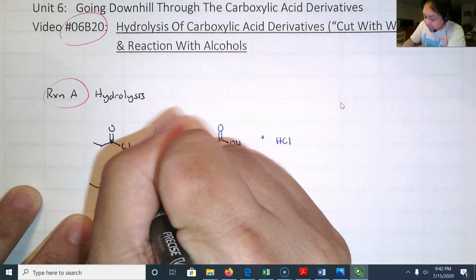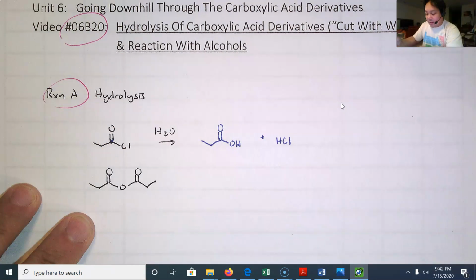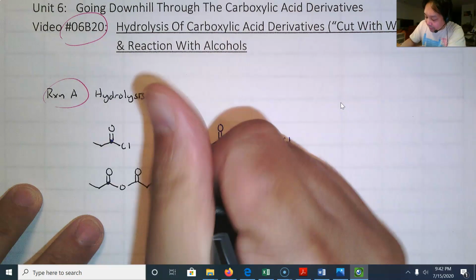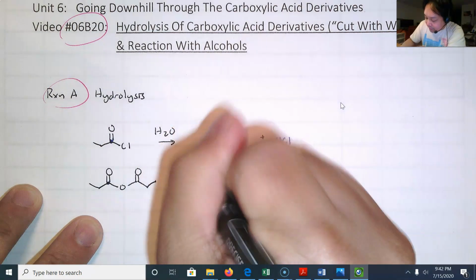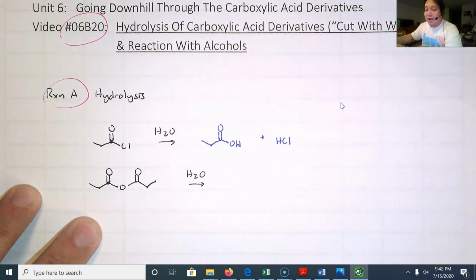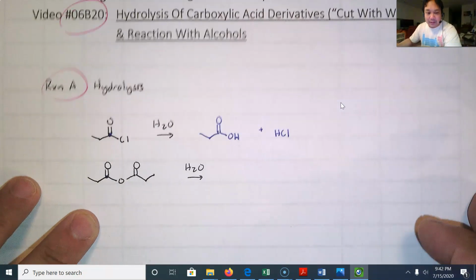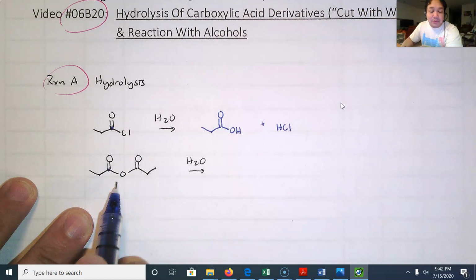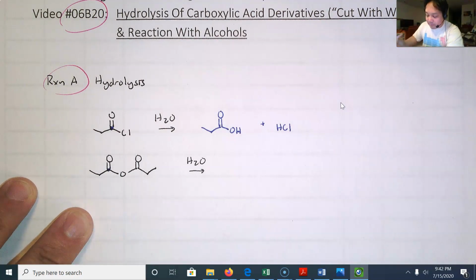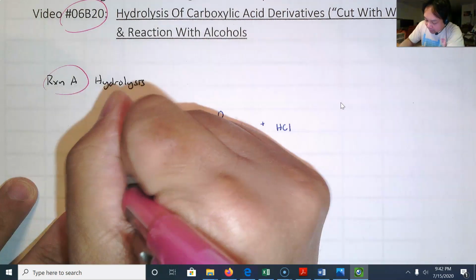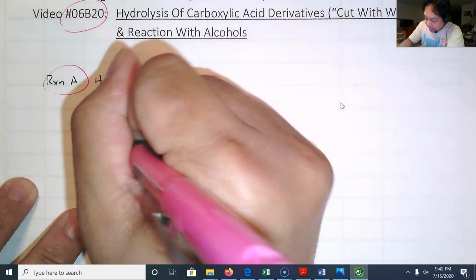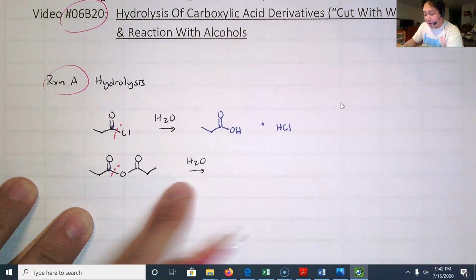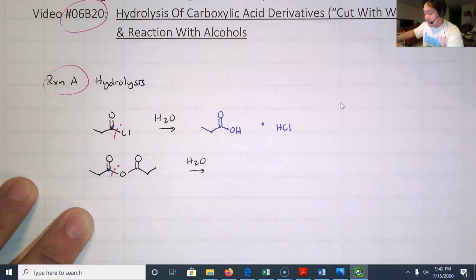Anhydrides are fairly reactive also, and it follows that all you need is water here as well. Okay, practice drawing your product. I'm going to attack the carbon on the left. It's symmetrical, so it doesn't matter which carbon, but it's fine. You could put a dotted line to show what's your leaving group. Eventually, that leaving group is going to strip off a hydrogen off of the water that attacked.